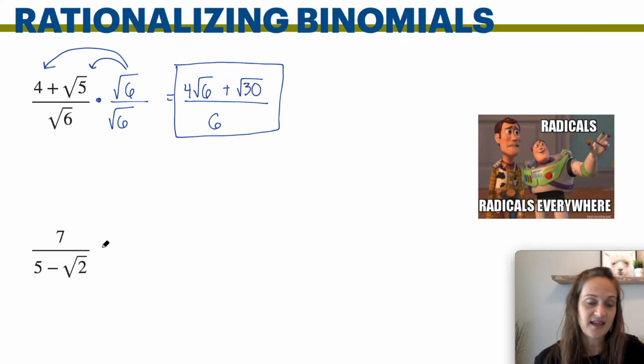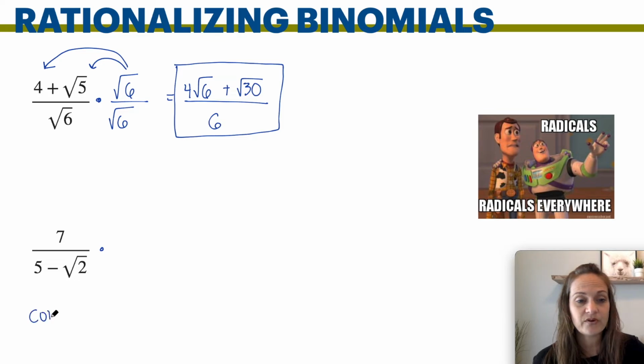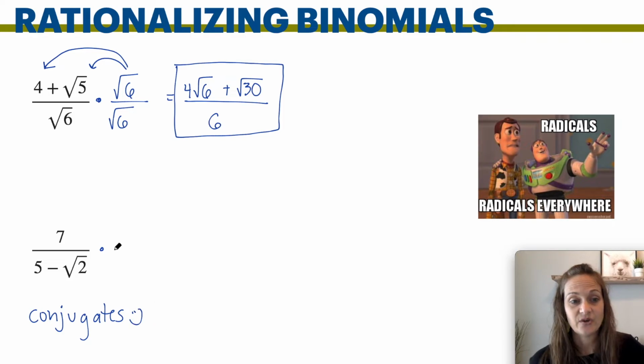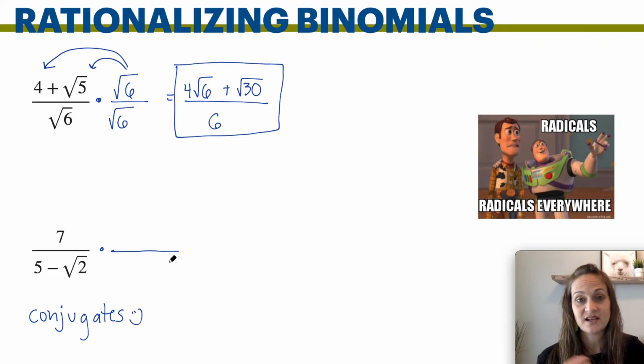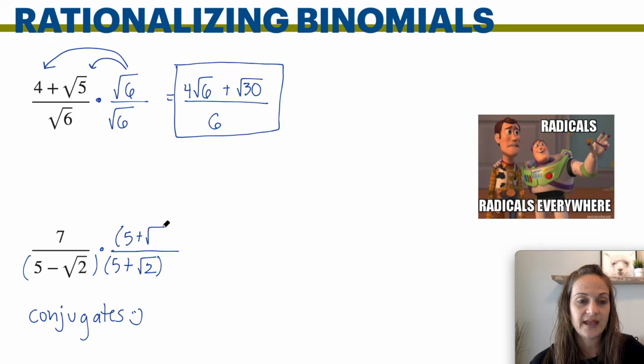Now in this case, does anyone remember when we discussed conjugates in the past? So we are going to multiply by its conjugate. 5 minus the square root of 2. The conjugate is 5 plus the square root of 2. You only change the sign in the middle. So we're going to multiply the top and bottom by 5 plus the square root of 2.